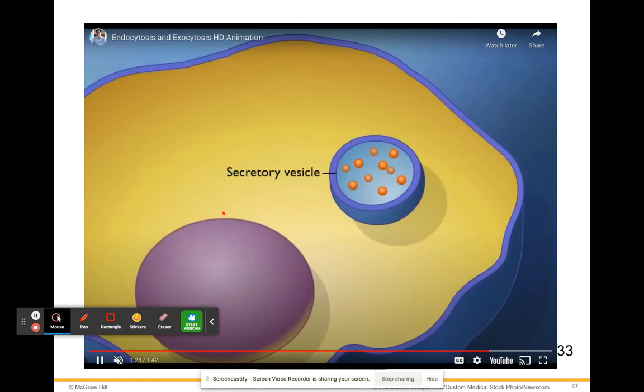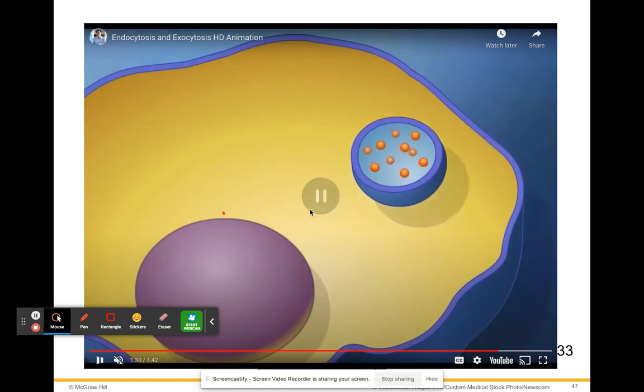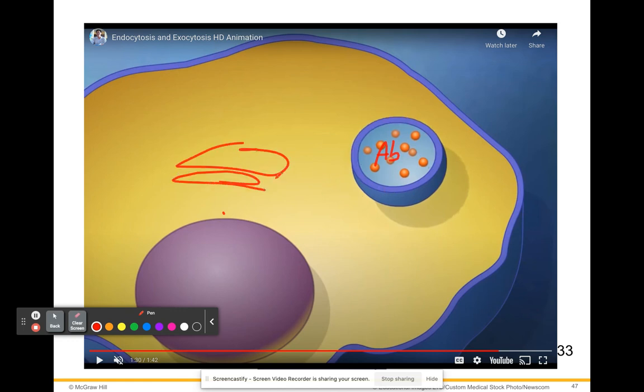Here's exocytosis. So we're starting with the vesicle inside. Let's say these are antibodies. Maybe this is insulin. And we want to secrete these out of the cell, right? We made them here. We used our mRNA. We gave that mRNA to our rough ER. A protein was made, the Golgi apparatus put this together, right? The Golgi would be the thing that puts this vesicle together with these proteins in it. And now it wants to send it outside of the cell.